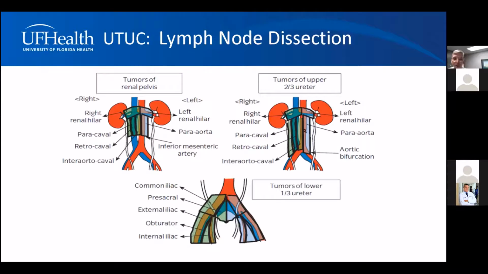And then for a lymph node dissection, any kind of distal tumor really should get your standard pelvic lymph node dissection, and for mid-ureteral and renal pelvis tumors as well. I really think that should be part of a nephroureterectomy or any surgery on the ureter.